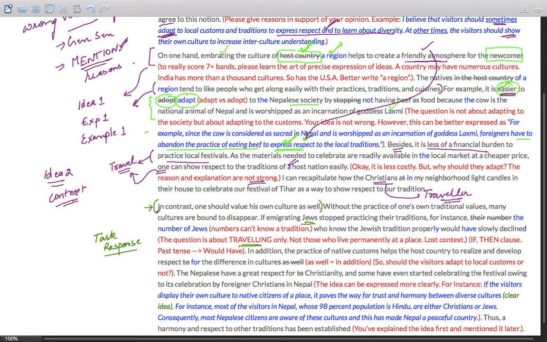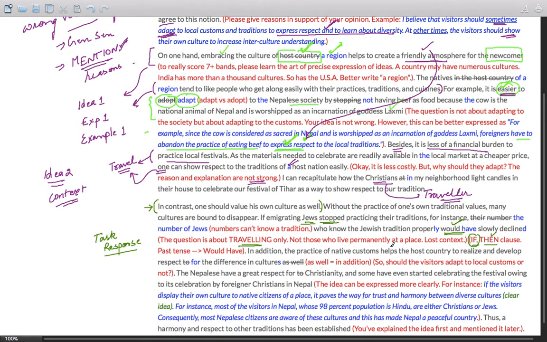There are some minor issues here, that the numbers can't know a tradition. An important point to discuss is the if-then clause. In an if-then clause, if the if component has present tense, the then component includes the future tense. If the if component has a past tense, as in if the Jews stopped, then the then clause should have would have over here. So this is a somewhat wrong construction and should have been correctly used. This is a grammatical mistake.